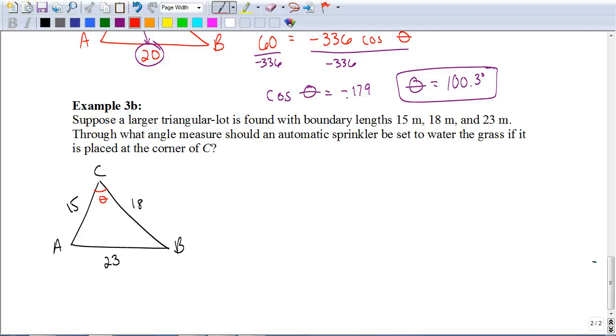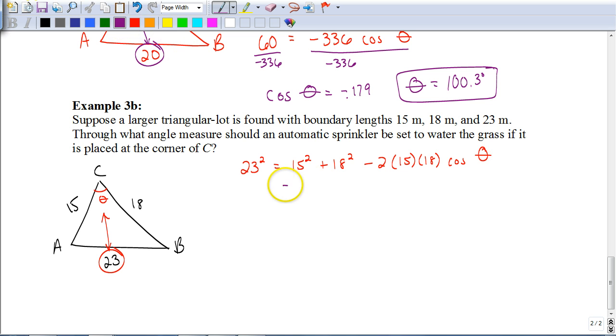Okay, so let's see what you did here. Again, this side is across from that angle, so these are going to be the ones across from each other in the equation. So it's going to be 23 squared equals 15 squared plus 18 squared minus 2 times 15 times 18, times the cosine of the angle, which we're trying to find.